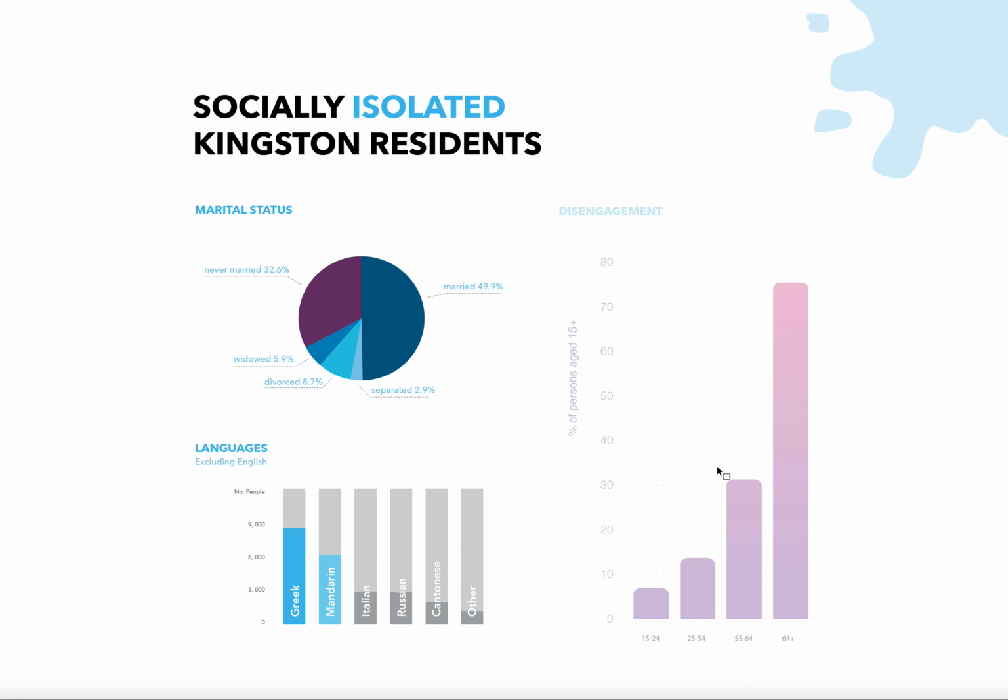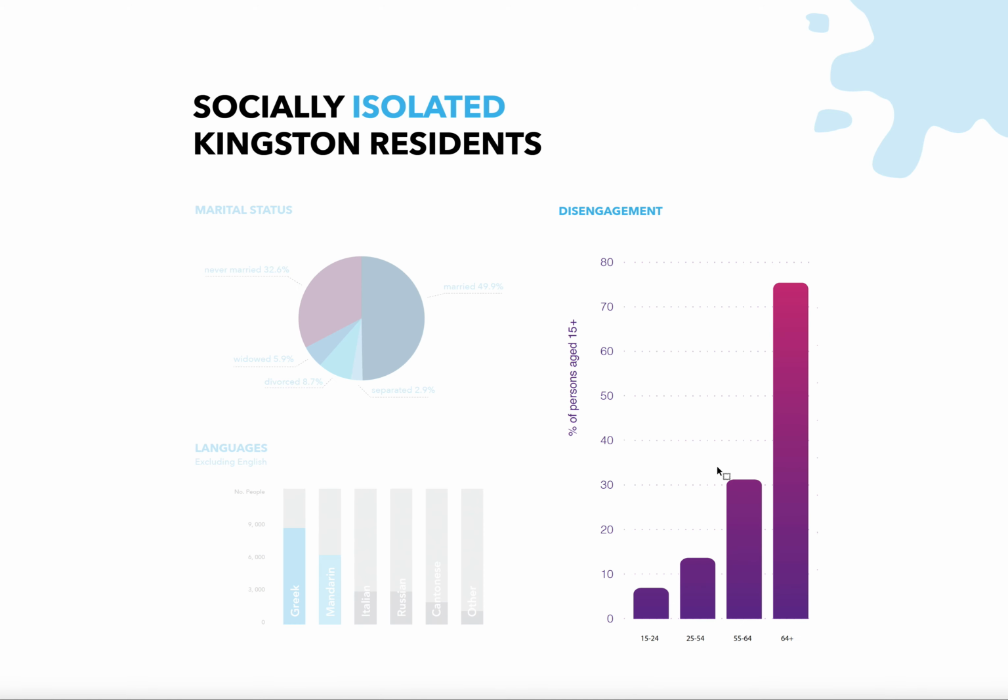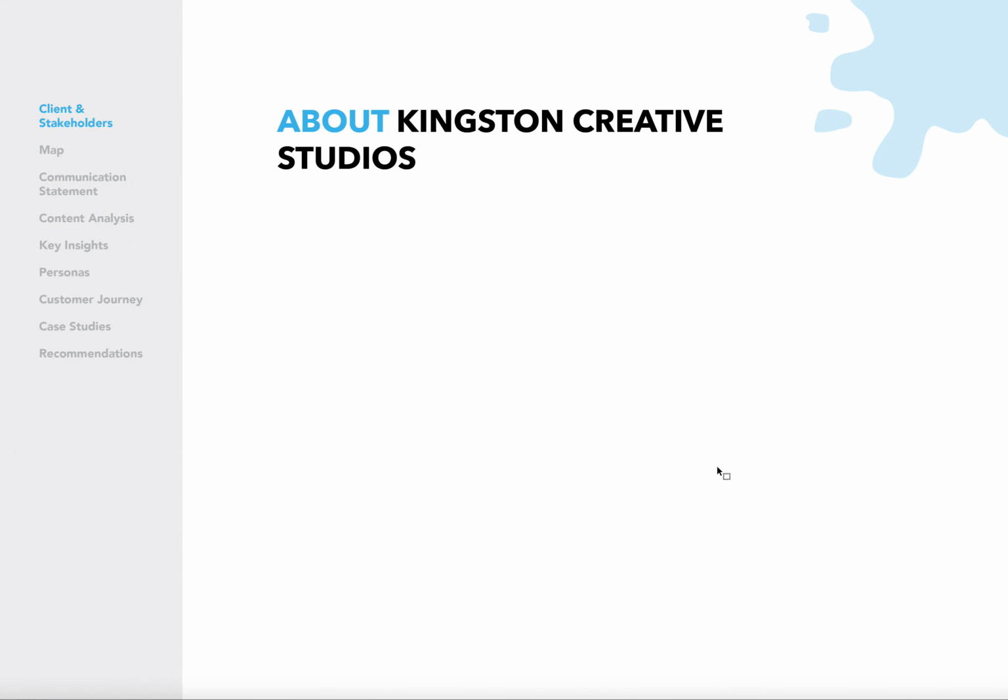So a few of the key findings that we found as a group was maternal status. Over 50% of people live isolated as they do not have a partner. There are also 10,000 people who speak different languages within the Kingston community. Looking at disengagement, we noticed that people over the age of 64 are particularly disengaged from the community, so they may be a key audience that we look to target.